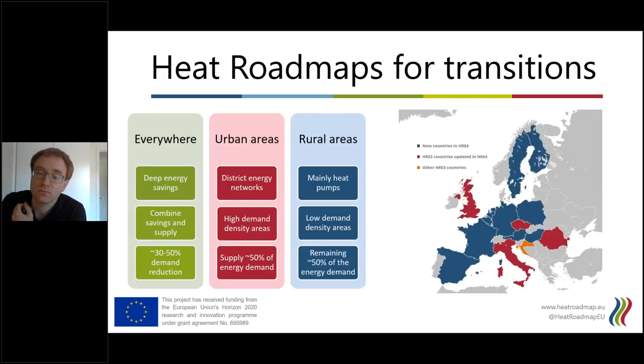So we look into the 14 largest heat demands in Europe, as highlighted here on the map. And there are more overall conclusions here, that we can see that everywhere there should be deep energy savings. We can see that there has to be a combination of savings and supply, and an understanding of the correlations between the two. And in all, there are around 30 to 50% demand reductions that should occur from an economic, socioeconomic point of view. And then there are some specific details here and there. But I will not talk so much about the overall results, and we'll focus on the Austrian case here.